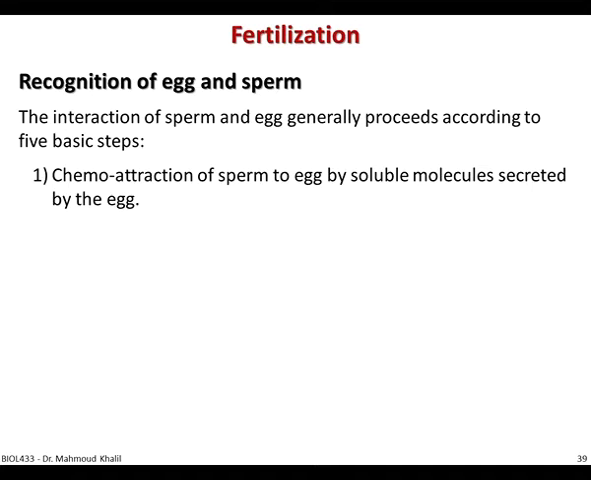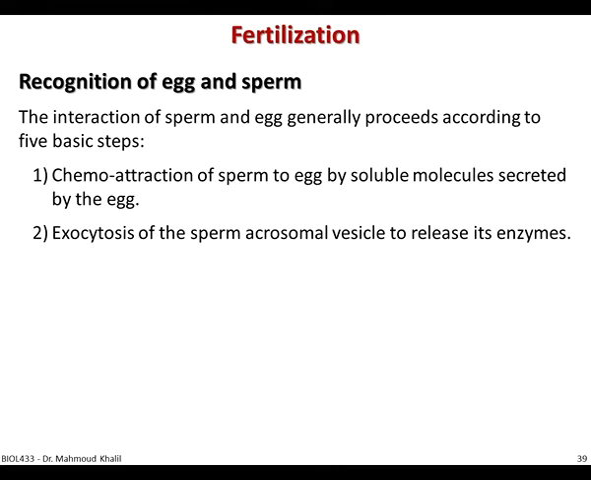What's the meaning of chemo attraction? The sperm is attracted to the egg by the help of a chemical secreted from the egg to attract its own specific sperm. Then there is a process of exocytosis of the sperm. The sperm, as we all know, has acrosomal vesicles which contain a lot of proteolytic enzymes that degrade the wall of the egg. So the sperm releases these enzymes once in contact with the egg.